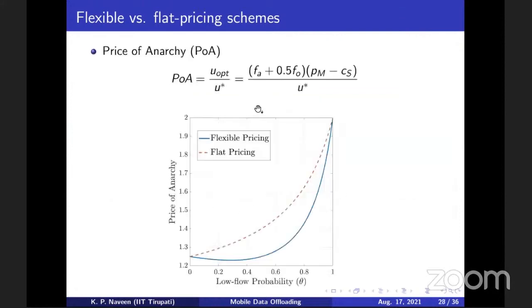We also do a comparison in terms of price of anarchy here. So this is through numerical work. This is the standard definition of price of anarchy. U_OPT is the optimal utility, or the optimal revenue, that the SSPs can make if they choose to cooperate among each other, right?